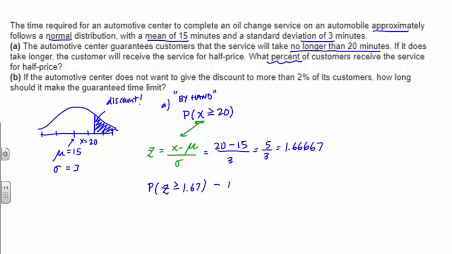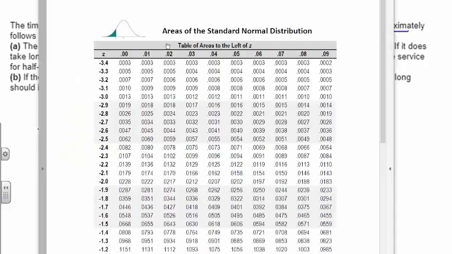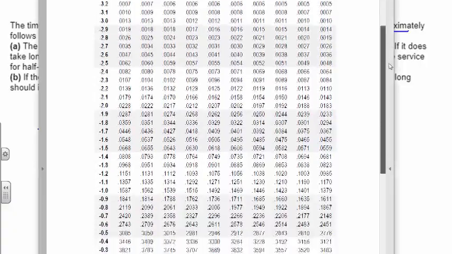Now we can use the table. That means we want to find this value in the Z table. We want the area to the right of 1.67 on the standard normal, or the Z table. To the right, because look at the shaded region we made there. It goes to the right. So let me open the table. Here's the table, areas of the standard normal distribution. The shaded region here is area to the left, but we want the area to the right. So let's read the area to the left and take it from 1.